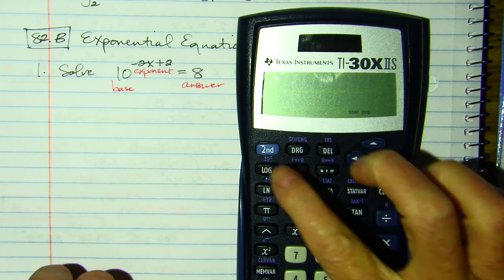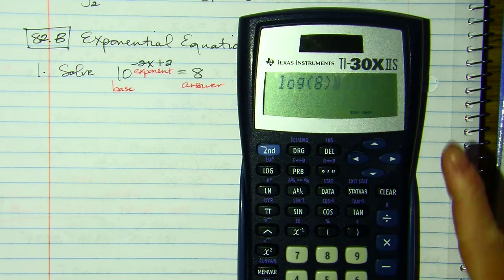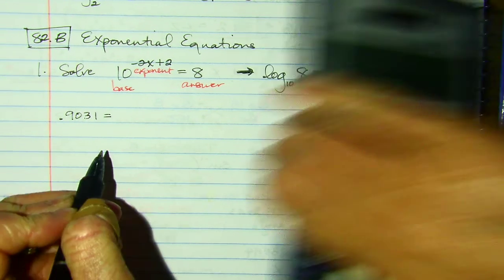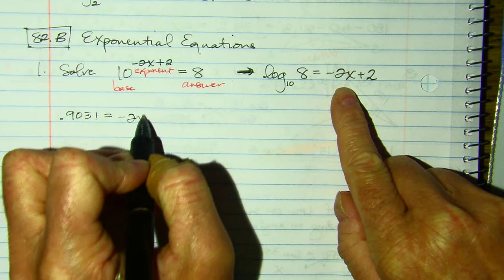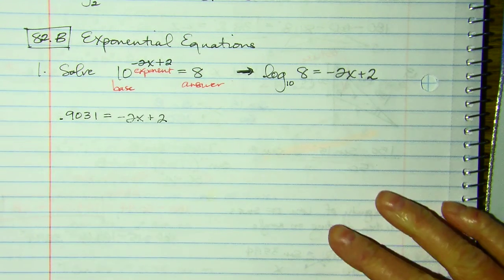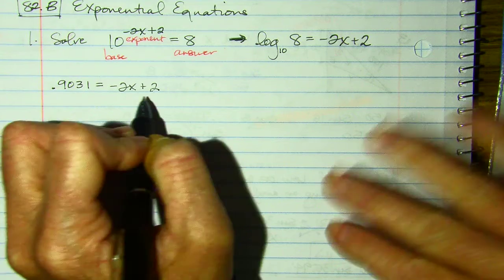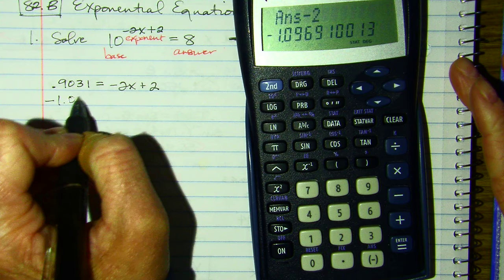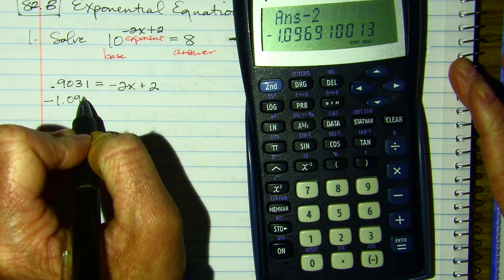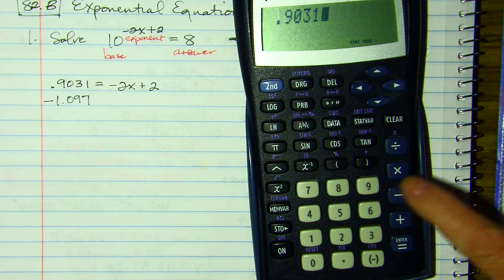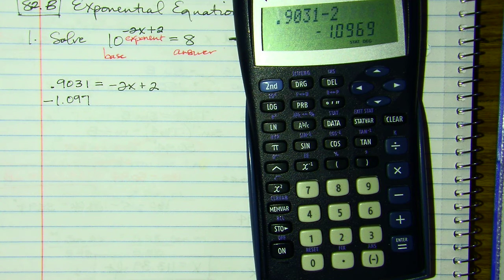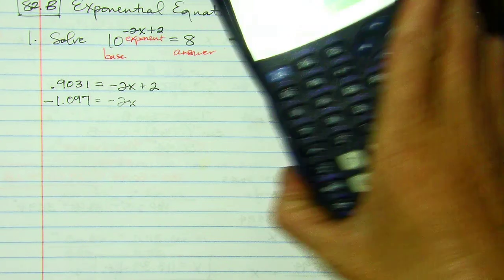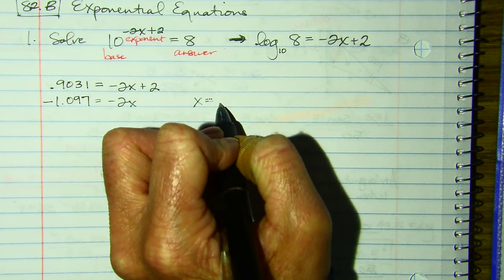So remember, log has an invisible base of 10. So log of 8 equals 0.9031, and that equals negative 2x plus 2. And so from there, I'm simply going to solve for x, right? So we subtract 2, and I get negative 1.097, equals negative 2x, then divide by negative 2, and I get that x equals 0.55.